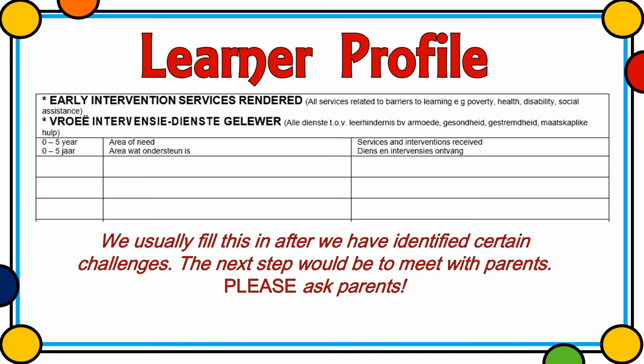Early intervention services. As I've shown during the introduction, it is quite important to know whether there were complications during the child's birth or during the child's early development. It could even have been an accident, where the child was in a car accident and was hospitalized. Now, we usually do not have access to this kind of information, but when we identify certain challenges, the next step would be to meet with the parents, and then it is imperative to ask the parents about the child's early development.